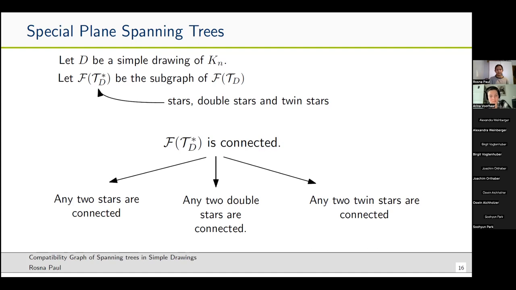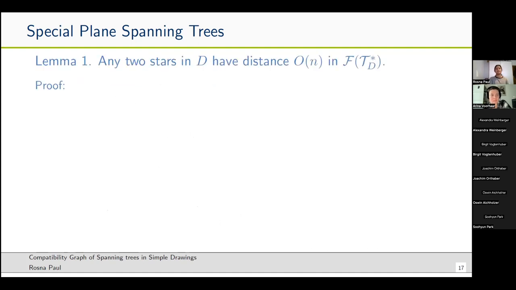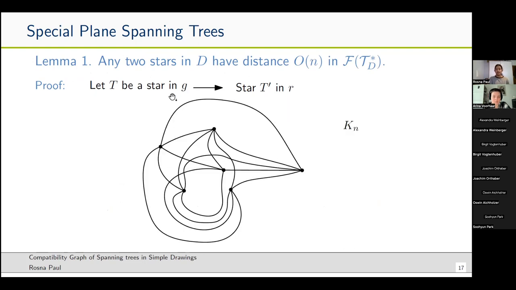So now consider the first part. So any two stars are connected. Now let's take a star T, which is emanating from the vertex G. And I want to transform it into some other star T star, which is emanating from R. So how does it look like, for example, if you have a drawing of Kn and you have two stars here, for example, one is this red star, another is a blue star. And I want to transform the red star into the blue star.